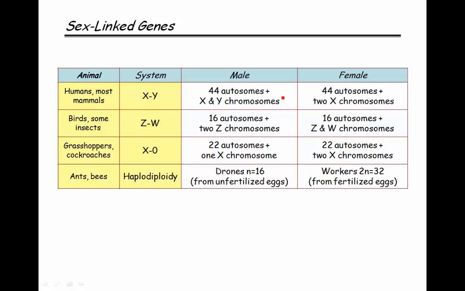And then the last possibility we have listed here is haplodiploidy. This is something that we have in some colony insects like ants and bees. And in this case, there are no actual sex chromosomes, but instead sex is determined by ploidy.